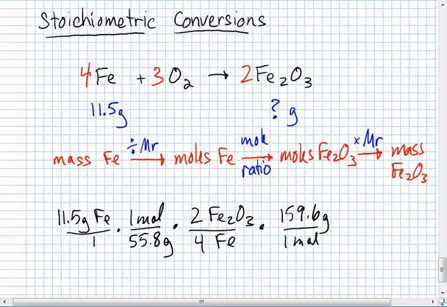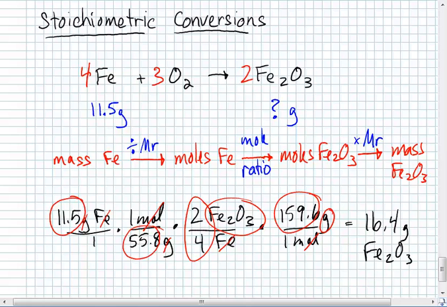And if you just pay attention to units here, grams cancels out there and there, moles cancels out there, and then Fe cancels out there and there. The only units left are grams of Fe2O3, and the calculation is 11.5 divided by 55.8 times 2 over 4, same thing, multiply by 159.6, and there it is. 16.4 grams of Fe2O3 is produced.